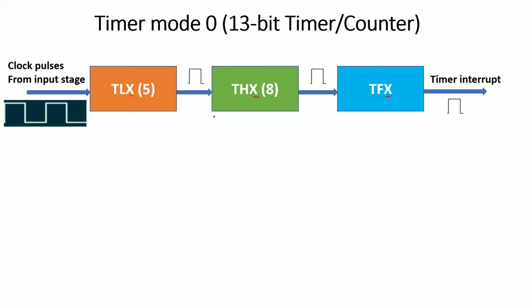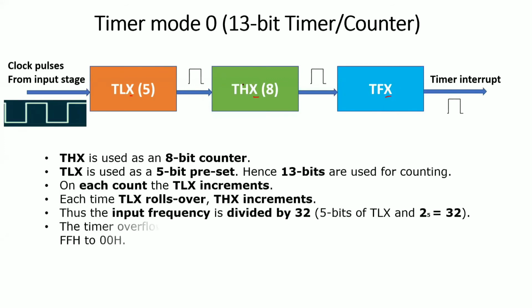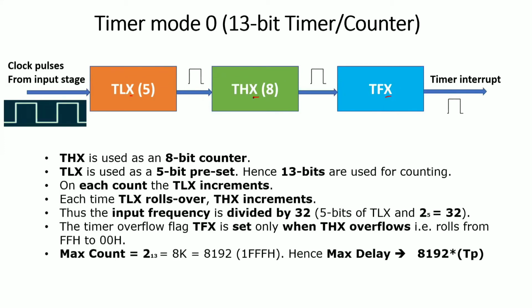Now this is actually a 13-bit timer. Why is it a 13-bit timer? We are using 8 and 5 bits here, so a total of 13 bits. With 13 bits, we can get a maximum count of 2 power 13. What is the value of 2 power 13? 8192. That is your maximum count. If you want to use this device as a counter, you can get the maximum count up to 8192, because we are using 13 bits here.